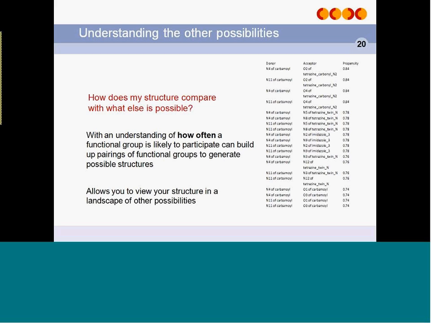But if we have an understanding of, say, how often a functional group is likely to participate, then we can build up pairings of functional groups to generate possible structures, and we can rank them in terms of how satisfied those functional groups are. And so once we have that ability to build possible hydrogen bond combinations and understand whether they're satisfied or unsatisfied, we can sort of build up this landscape of possible structures that you can view your target structure in.